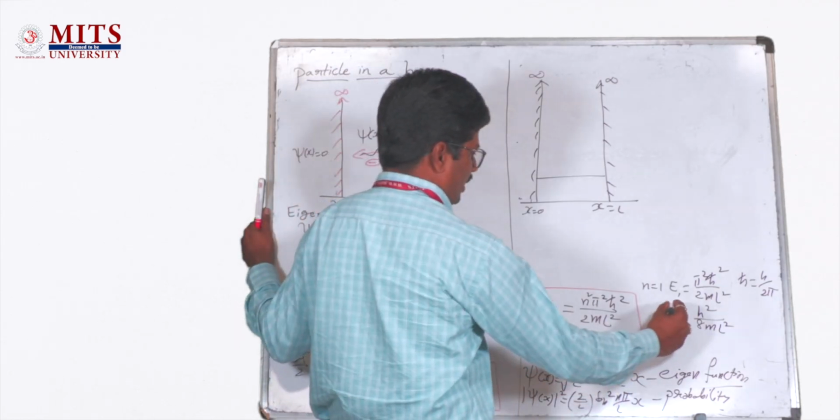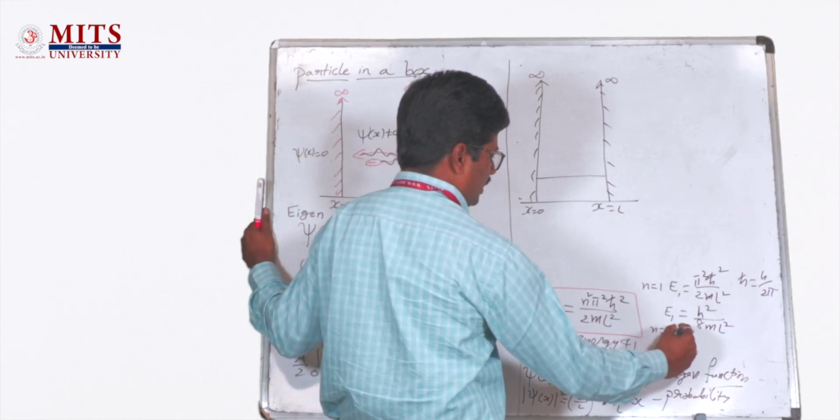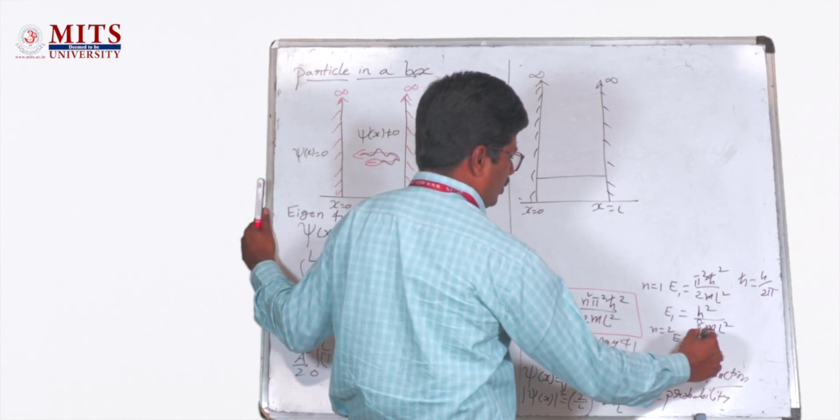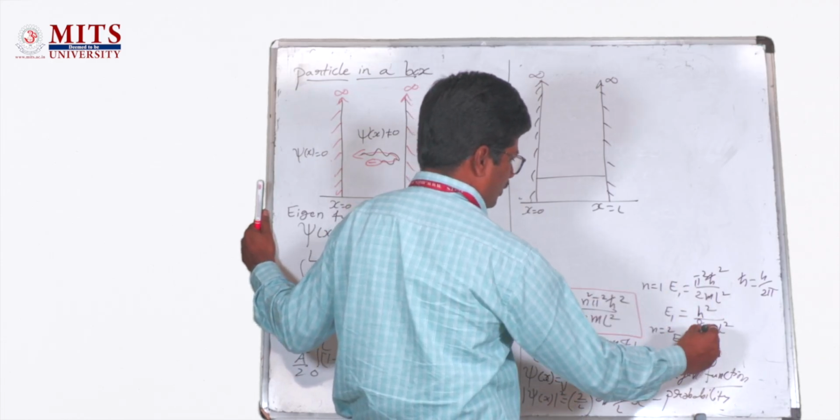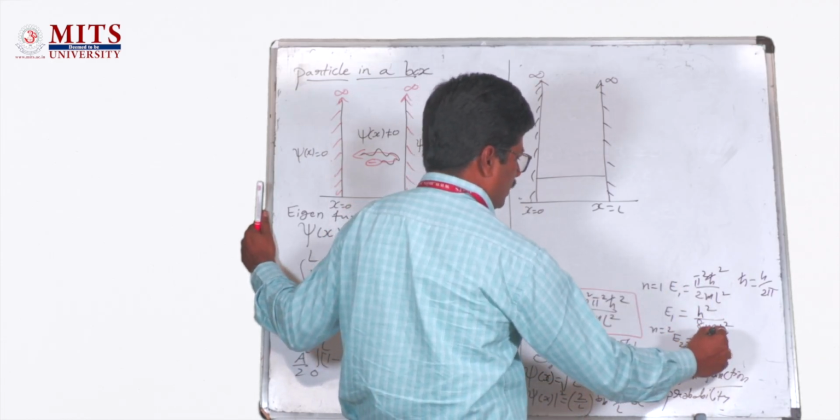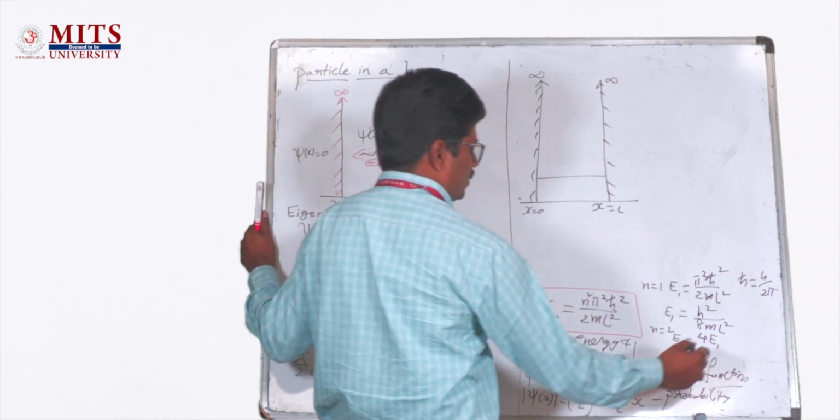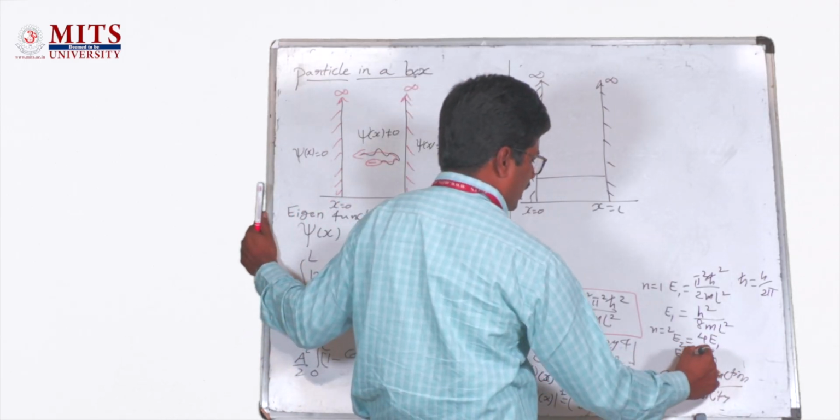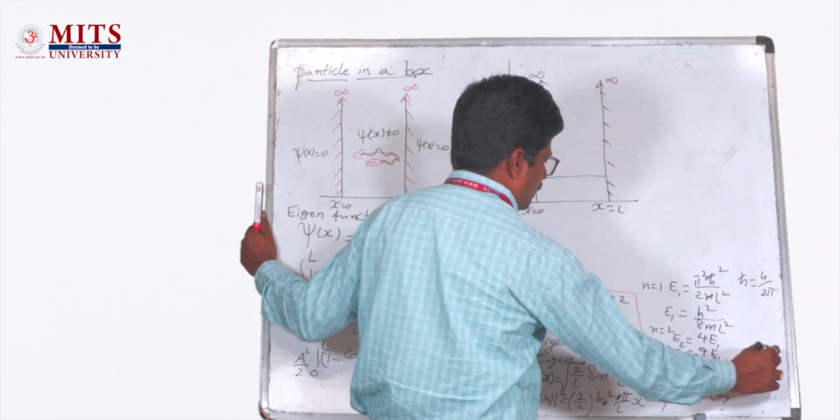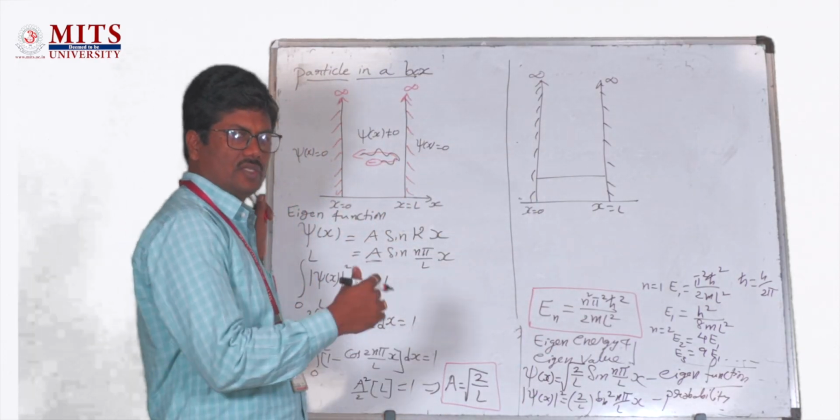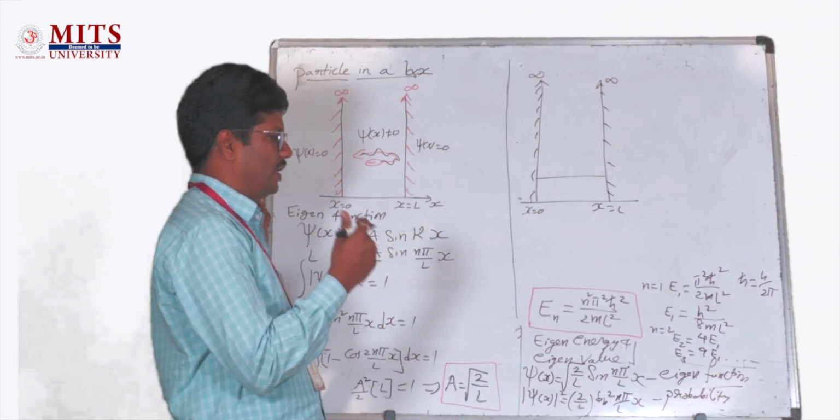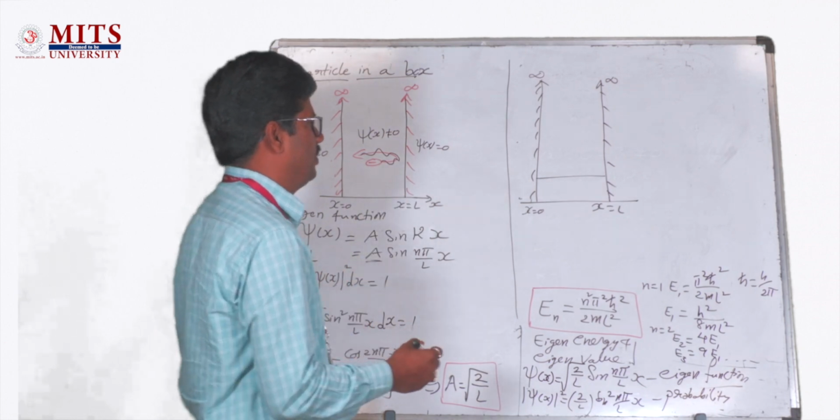What will be n equal to 2? That is E2. E2 value will be 2 square of this, that is 4 E1. So on. E3 will be 9 E1. So on. So the energies are quantized. The energy levels are not continuous, they are quantized. Based on the energy level, they will be there.